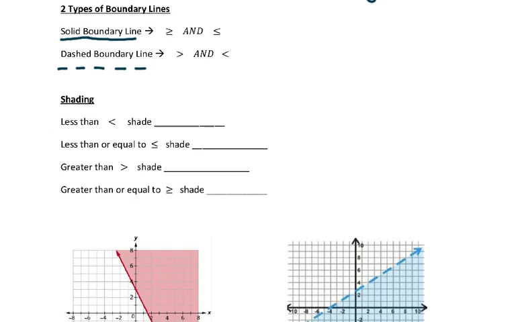Now for shading, there are four types. So there's a less than, which means that you shade below the line. Less than or equal to, which means you also shade below. There's greater than, which means you shade above. And then greater than or equal to, which means you shade above.